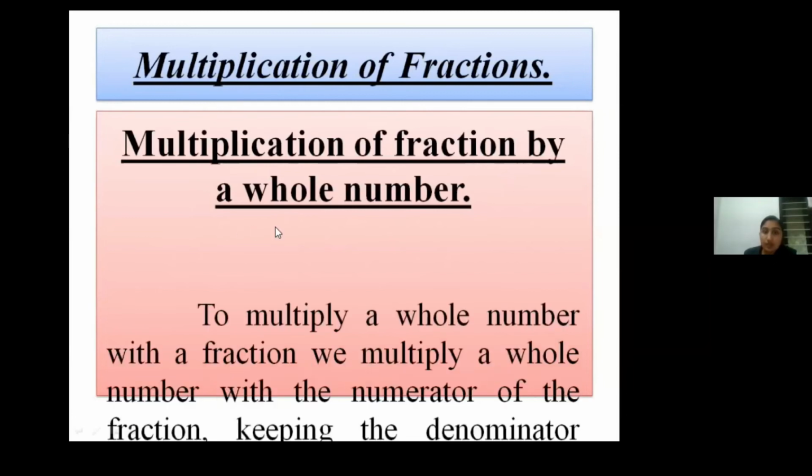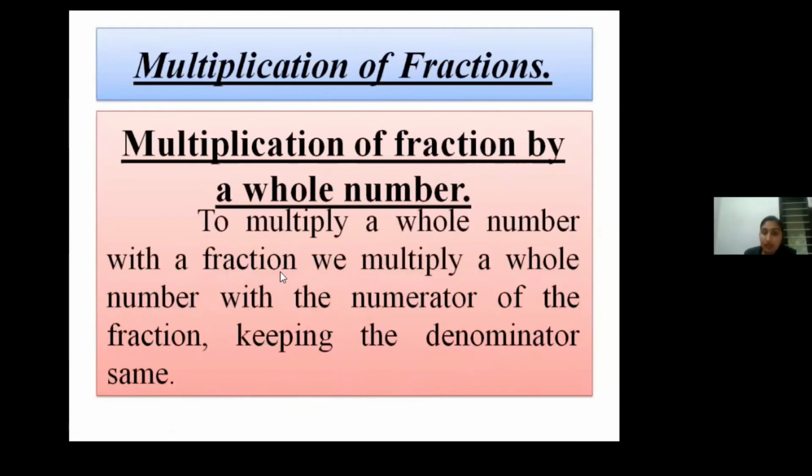To multiply a whole number with a fraction, we multiply the whole number with the numerator of the fraction, keeping the denominator the same. So to multiply a whole number with a fraction, we have to multiply the whole number with the numerator of the given fraction and keep the denominator the same.